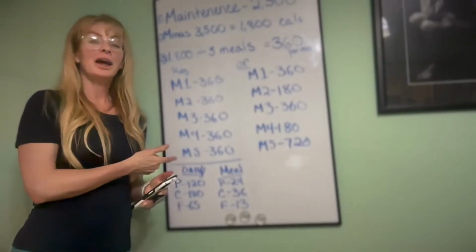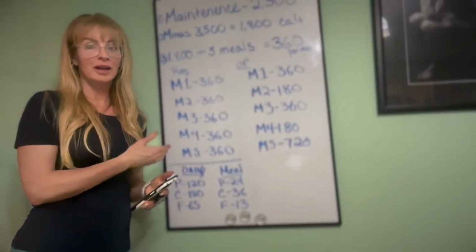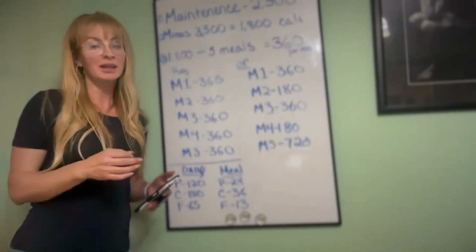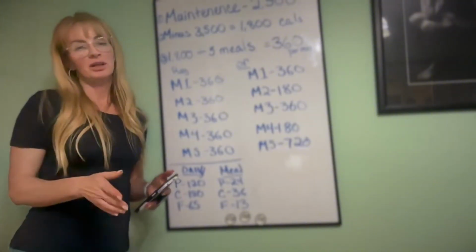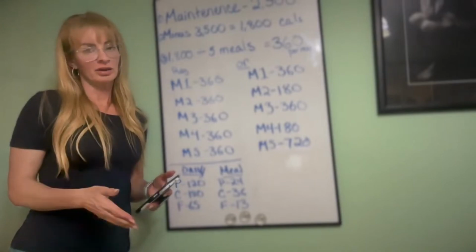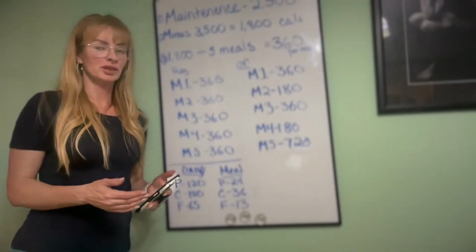So if I don't have a guideline to follow and if I don't measure things out when I'm dieting, then I'm never going to be clear about my numbers and I am very rarely going to be successful, and then I'm going to feel frustrated.